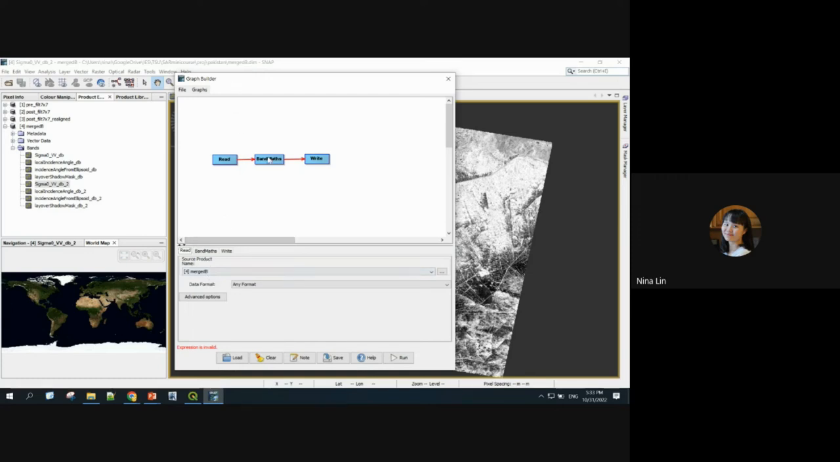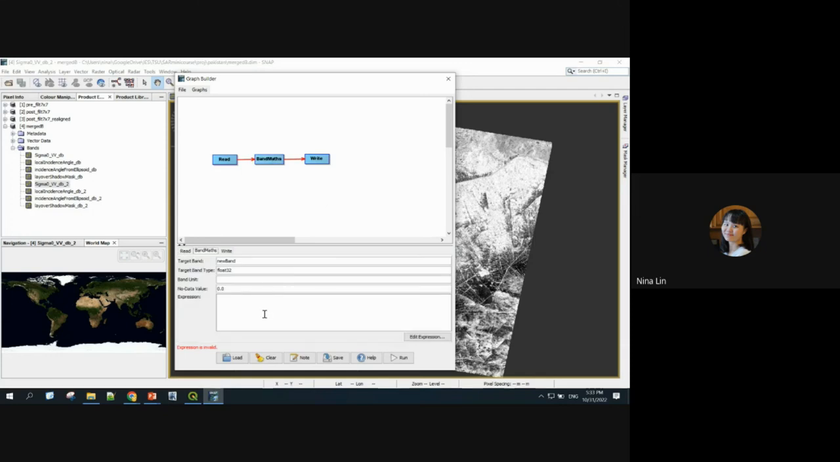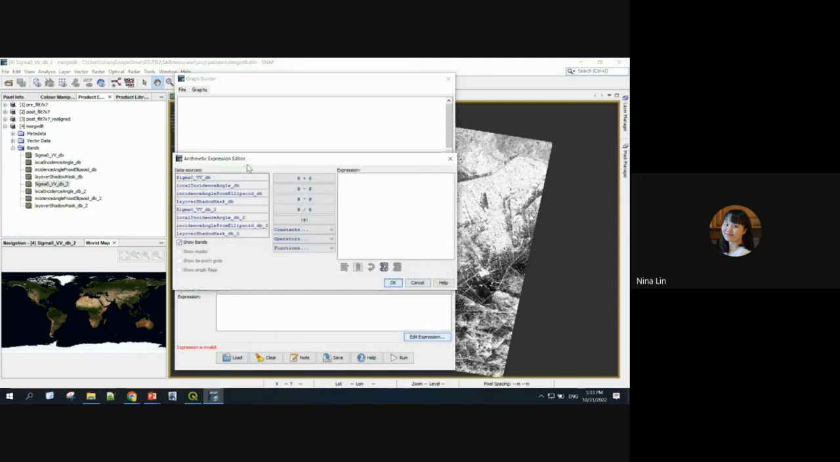Next, we want to calculate the proxy. So in the slide 4.3, you are seeing I have something already there. Maybe let me do it sequentially. So let me change the band name. It's called flood lower than 10. So what does that mean? Let's go to edit expression. Okay, now you have it.